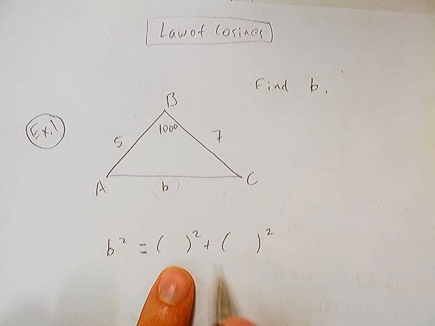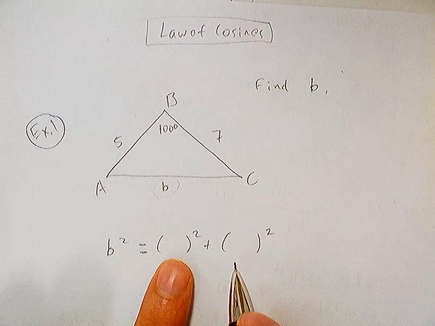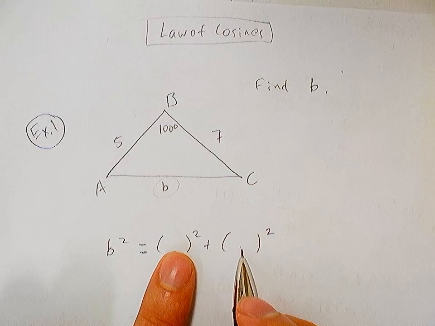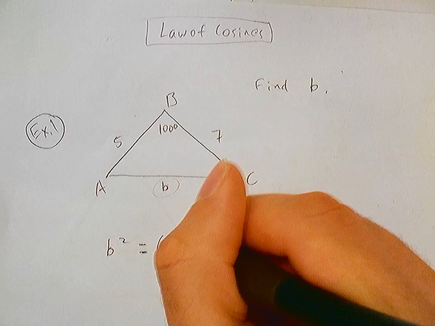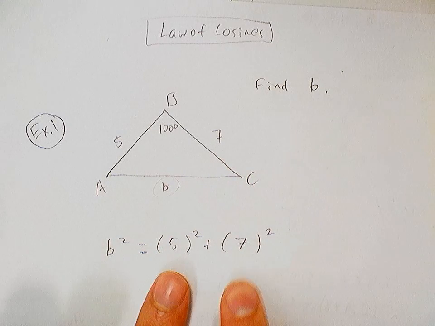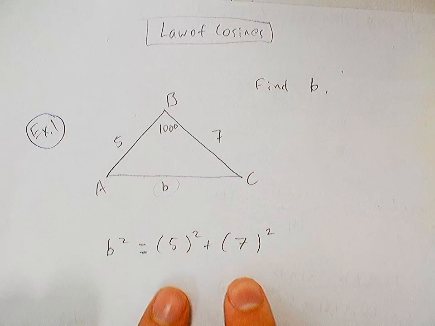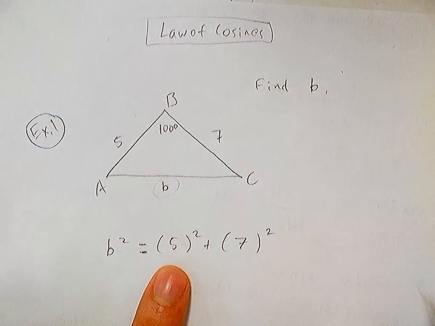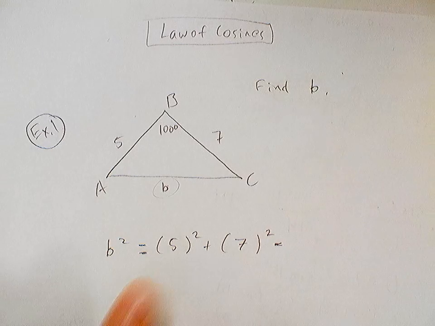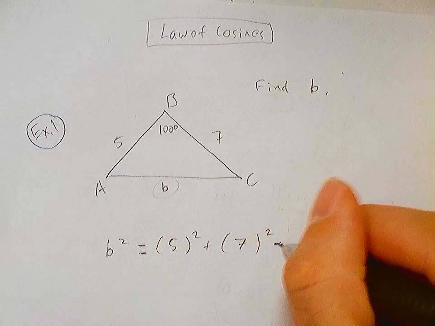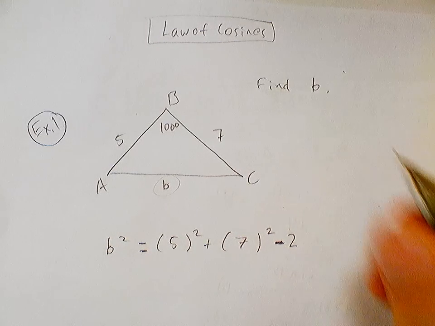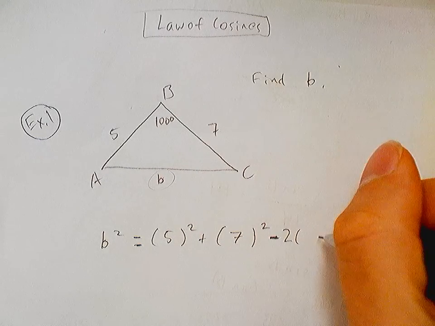What follows is, and this is going to look a lot like the Pythagorean theorem, the other two sides go in these parentheses, and we're going to be squaring them. So we're going to have 5 squared plus 7 squared. Regardless of the problem that you're on, the other two sides are always going to go here. So at this point, it does look a lot like the Pythagorean theorem, but remember, the Pythagorean theorem is just for a right triangle. Unfortunately, this is not a right triangle, so there's a little more complexity involved here.